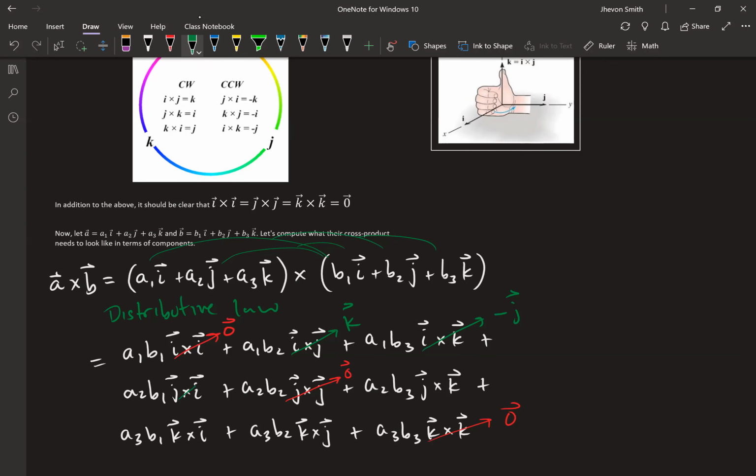What about the J cross I? From that diagram, that gives me minus K. What about the J cross K? From that diagram, that gives me I. What about the K cross I? That would give me J. What about the K cross J? That would give me minus I. And that's that. Now what I'm going to do is I'm going to group these guys.